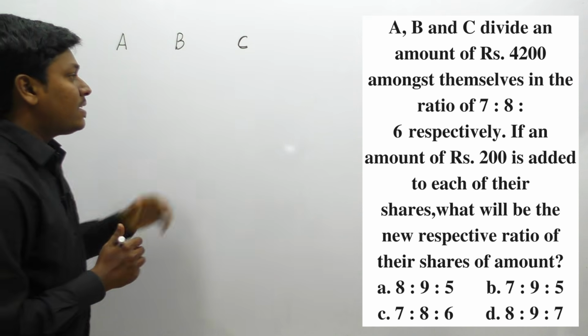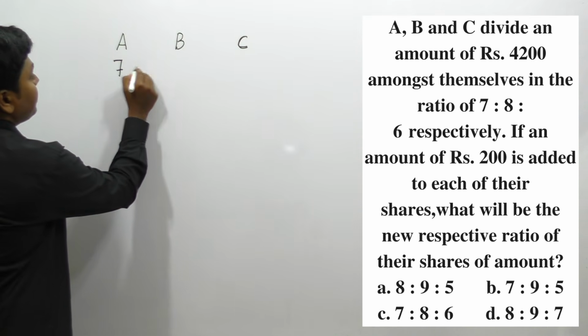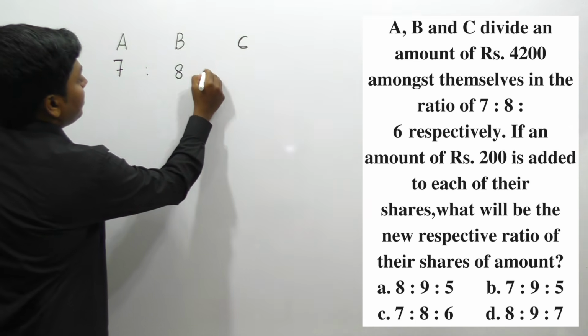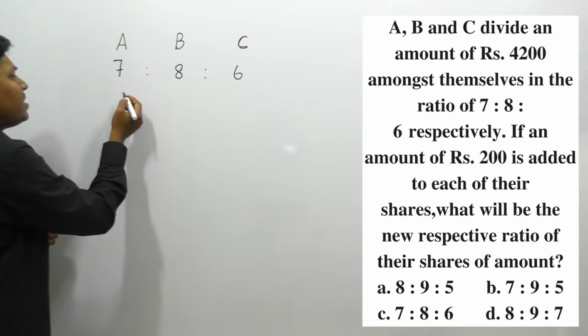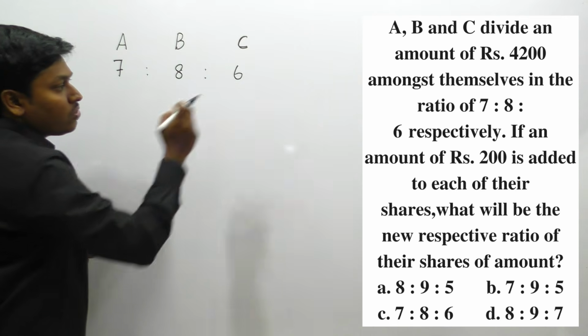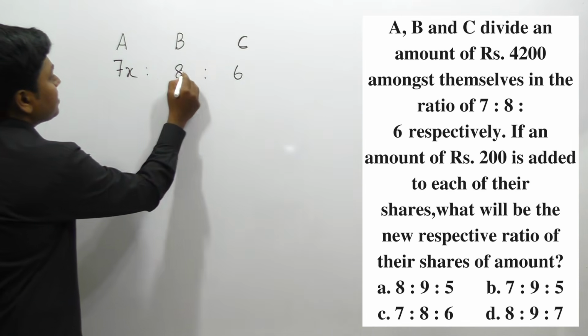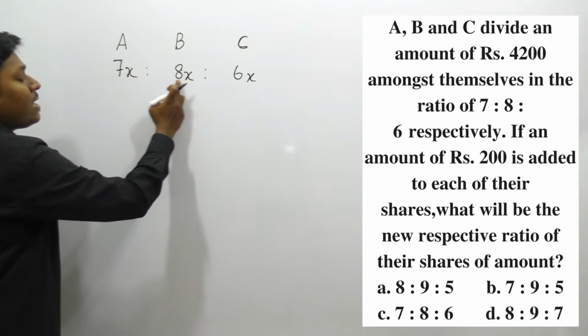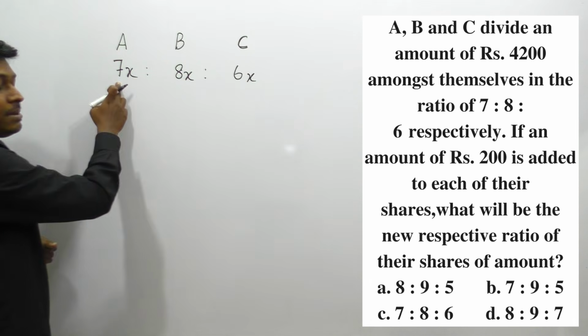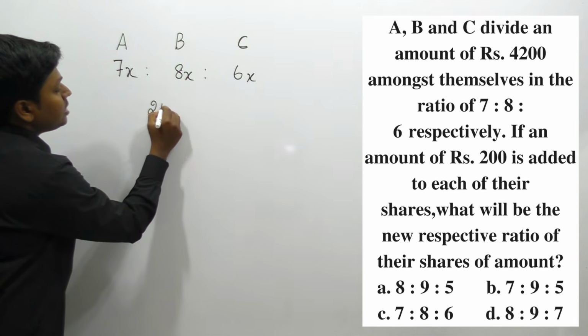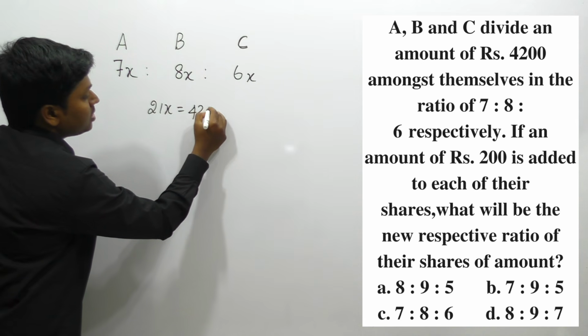Okay. So friends, A's share will be 7, B's share will be 8 and C's share will be 6. Let me assume that the total amount is 4,200, so let me assume 7x, 8x and 6x. 8 plus 6 will be 14, and 14 plus 7 will be 21.